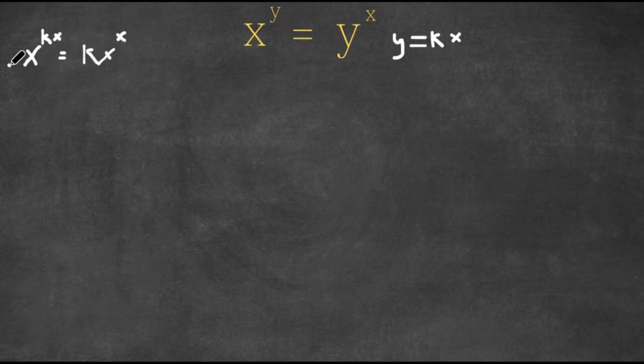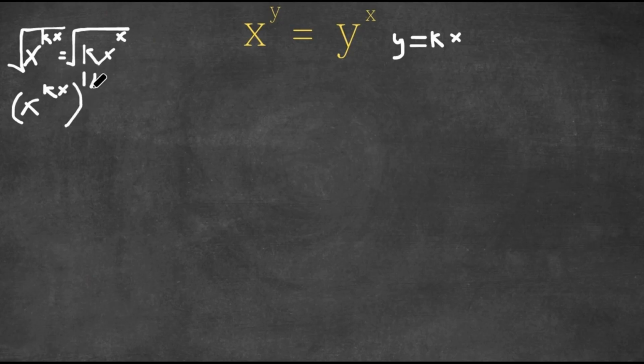Now what I'm going to do is I'm going to take the square root on both sides. And this is the same thing as taking the power of 1/2 on both sides. So this is the same thing as x to the power of kx to the power of 1/2. This is equal to kx to the power of x to the power of 1/2.